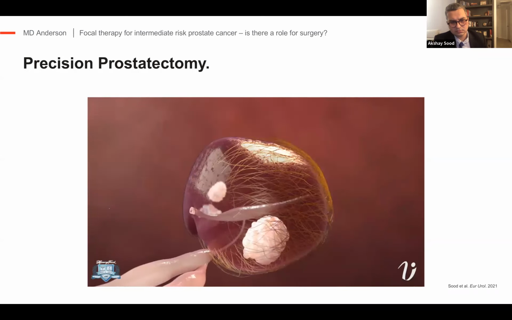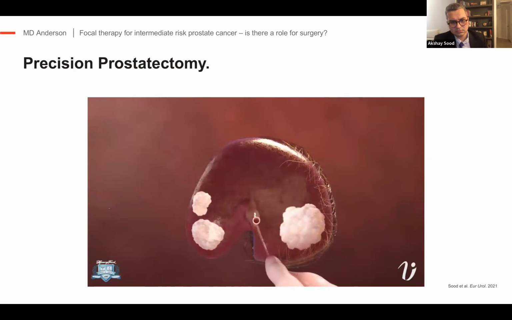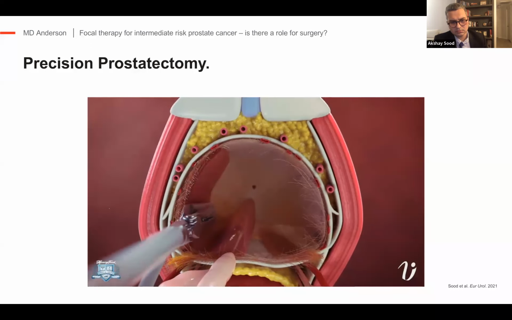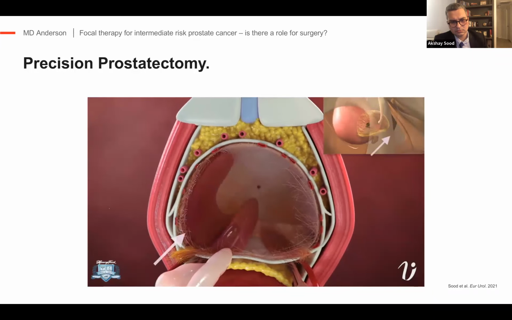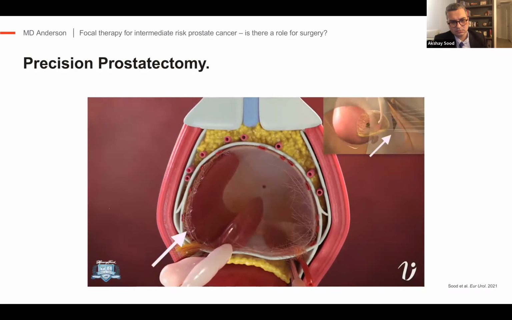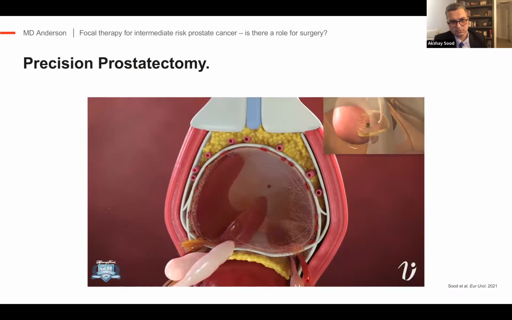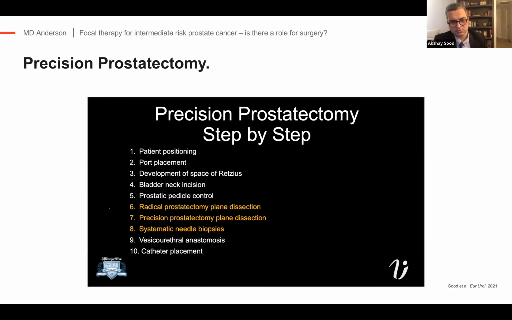Here is a demonstration of the removed prostate specimen with its unilateral seminal vesicle and contained cancer foci. The prostate remnant is measured with the aid of a drop-in ultrasound probe. Systematic needle biopsies, via a suprapubic or transperineal approach, may be taken from the remnant prostatic tissue and sent for frozen section analysis. Completion prostatectomy is performed if the frozen biopsies show residual cancer. Patient positioning, port placement, development of the space of Retzius, bladder neck incision.